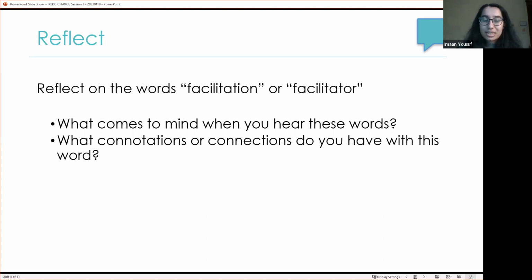So I want us to take a minute to just reflect on these words, facilitation or facilitator, and think about what comes to mind for you when you hear these words. What existing connotations or connections do you have to these words? So take a minute and feel free to share that in the chat box, and Katie can read aloud some pieces of your reflection if you're comfortable.